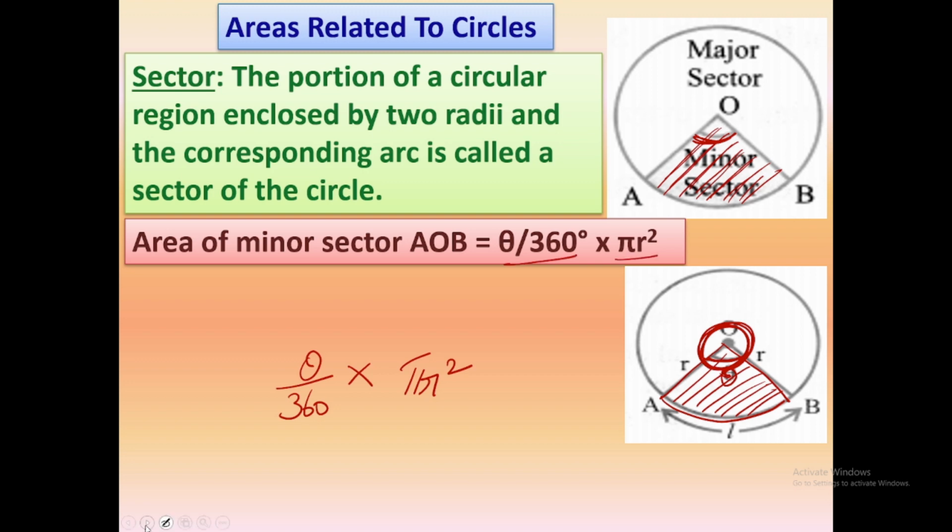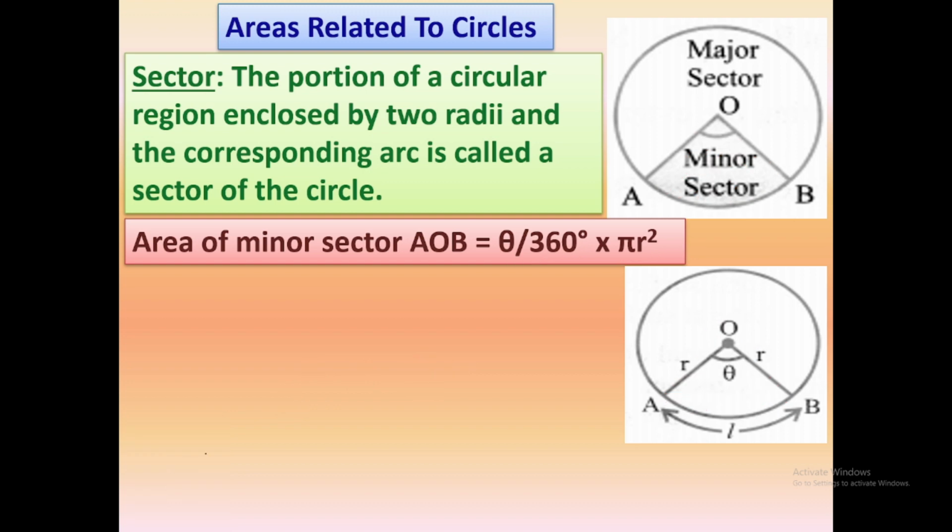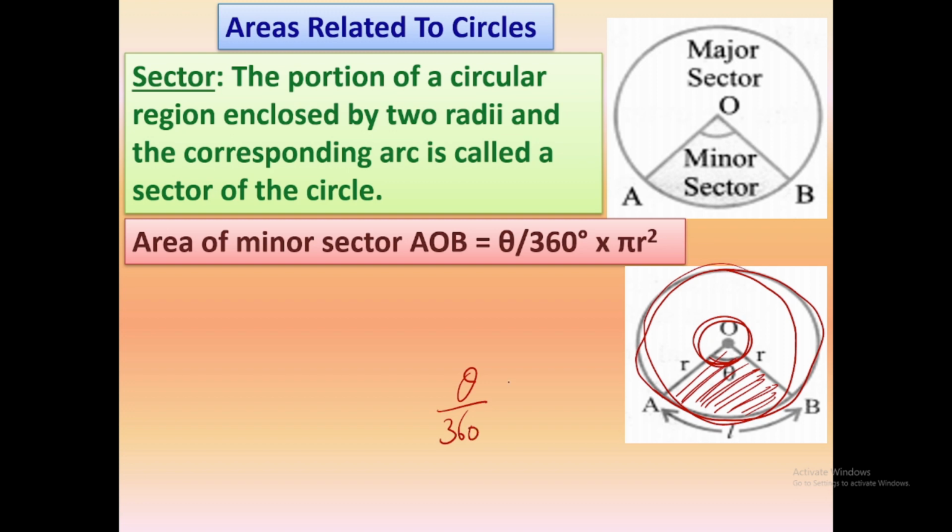It's not tough, we should just know what portion of the whole circle this sector is covering, that is theta upon 360. The area of the whole circle is pi r square. So this portion is theta upon 360 into pi r square.